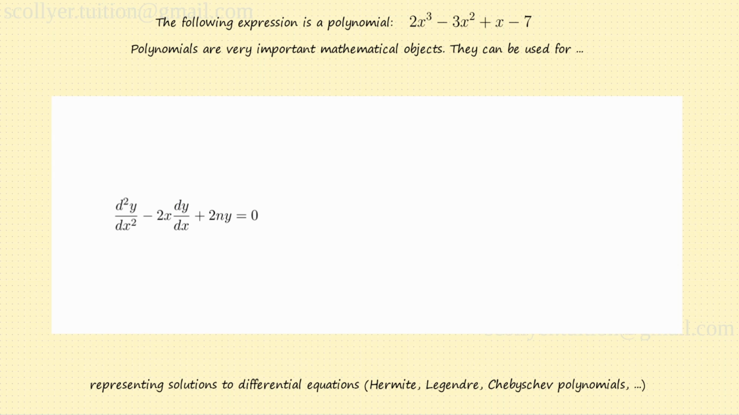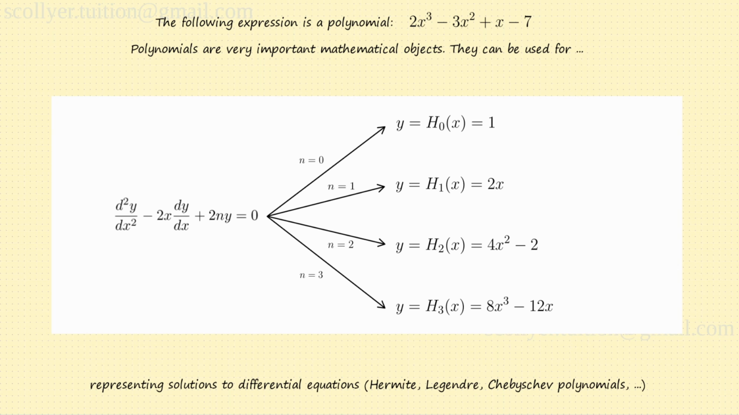A differential equation is an equation which involves the rate of change of some variable. Polynomials are often used to represent the solutions to such equations. Here we can see the Hermite differential equation. It has an infinite number of solutions, one for each value of n, and each solution is a polynomial.